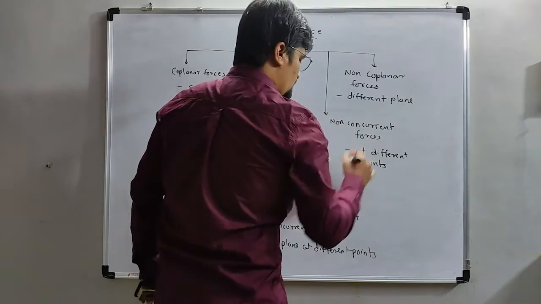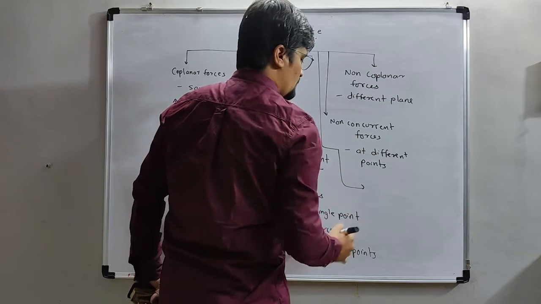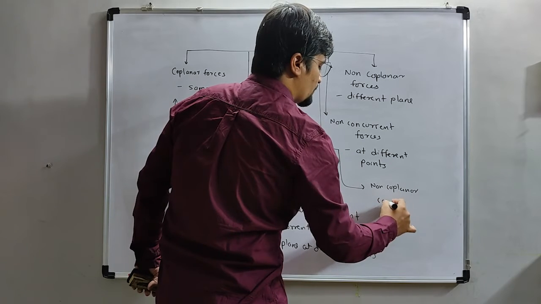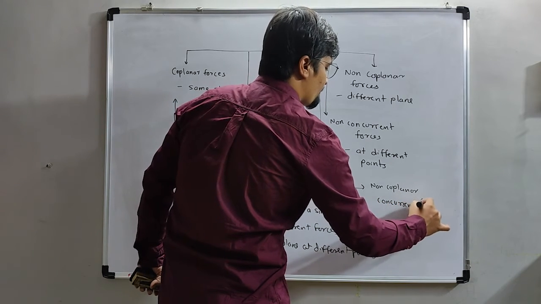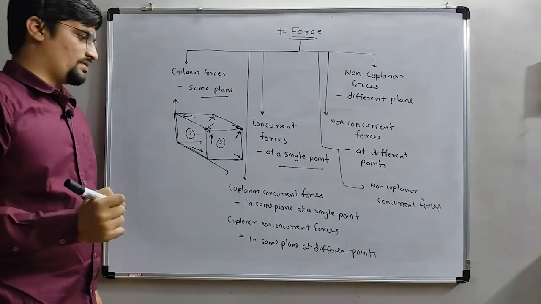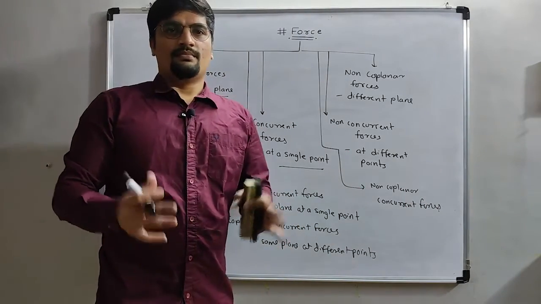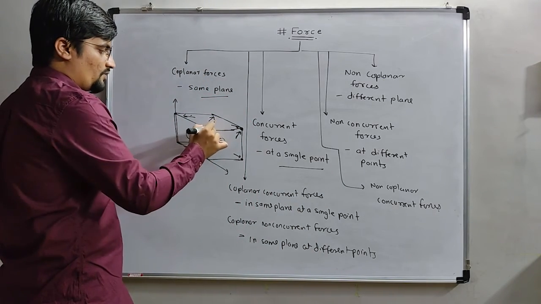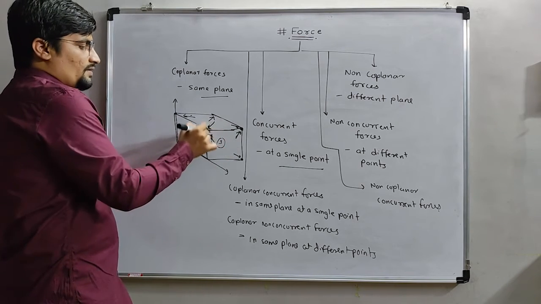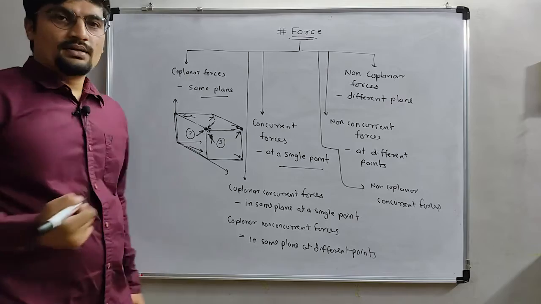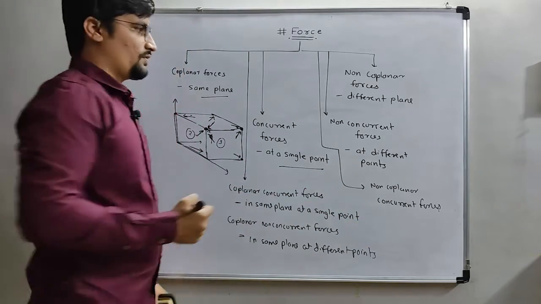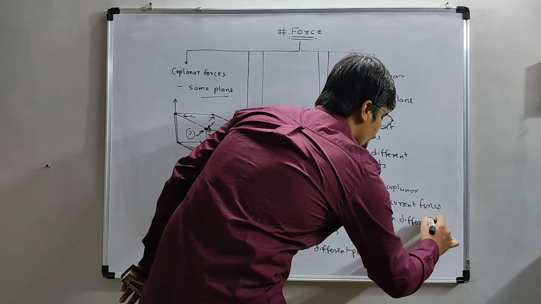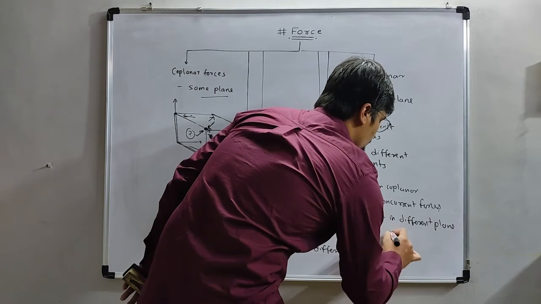Same as here, non-coplanar concurrent forces. At different planes, but at a single point. I mean, this is a single point. One force is occurring from here, one from here, and one from here. So it is in different planes, three forces, but occurring at the same point. Then it is non-coplanar concurrent forces. So, in different planes, and at a single point.